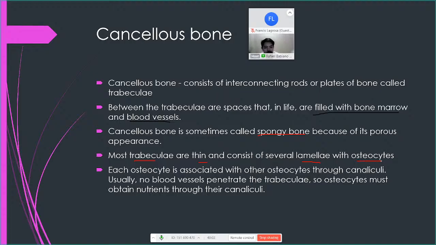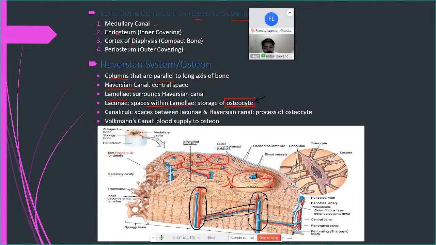So again, important because they have osteocytes. This one is an important note. Each osteocyte is associated with other osteocytes through the canaliculi. As I said, the canaliculi run as fibers like this. Usually there are no blood vessels, so the osteocytes must obtain nutrients through their canaliculi. So how does this happen?